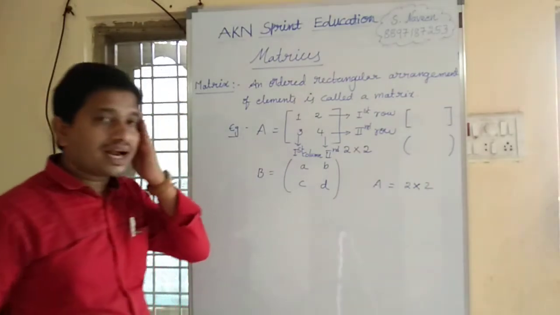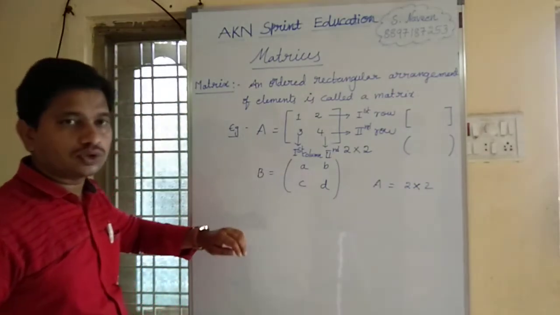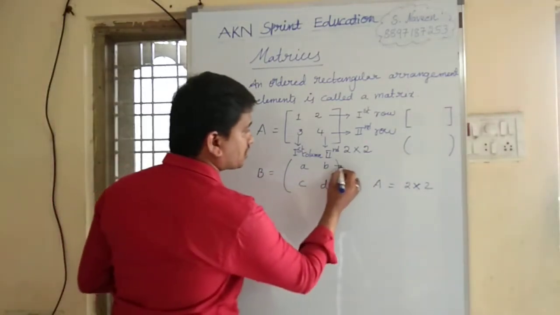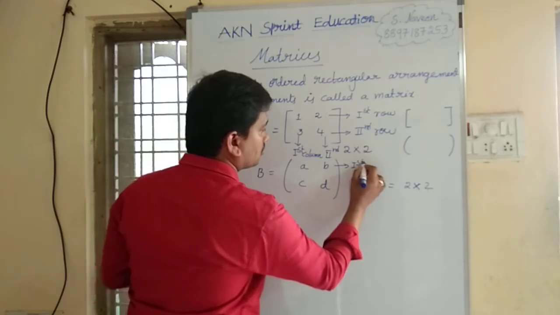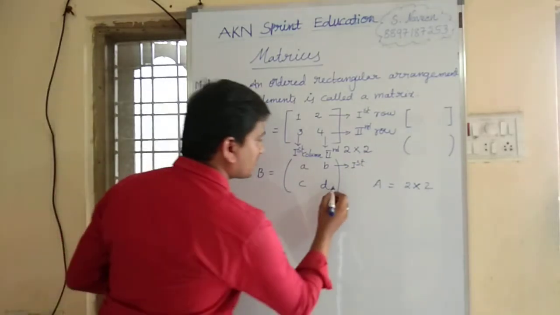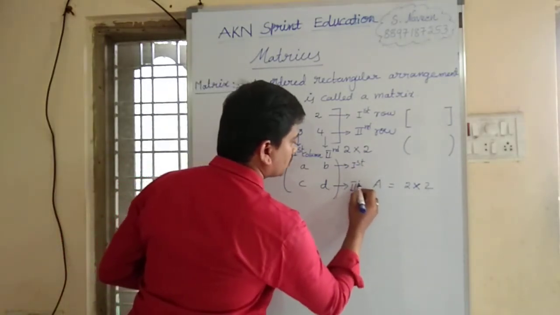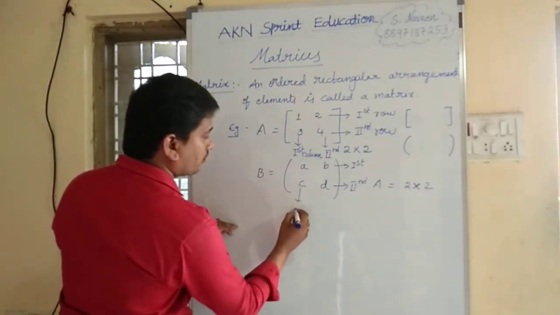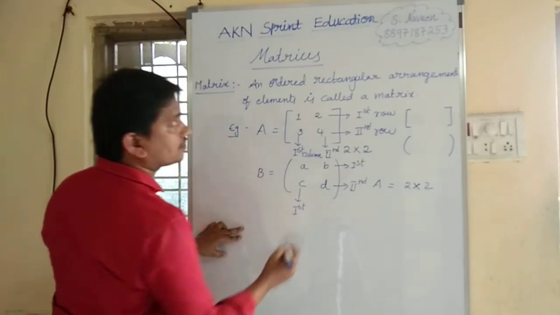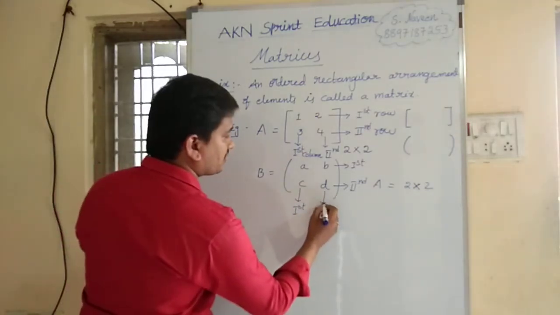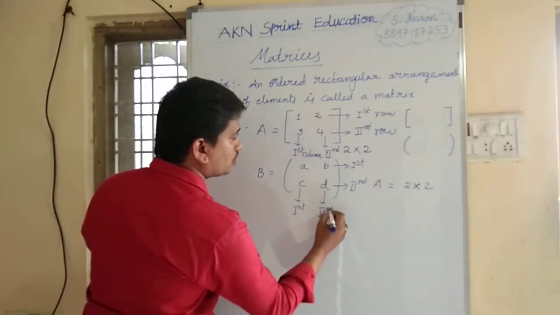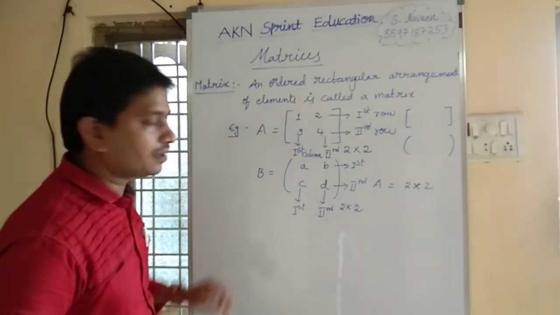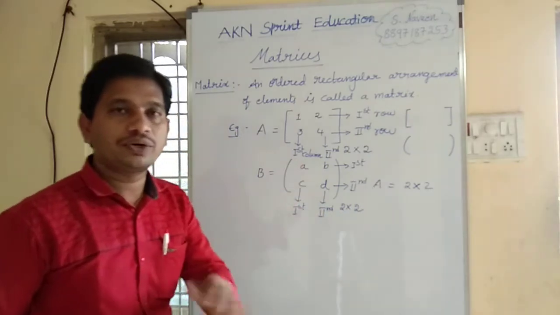Coming to the second matrix, in this matrix also we have two rows. This is our first row, and this is our second row. Similarly, we have two columns. This is our first column, and this is our second column. So what is the order of the matrix B? It is 2 by 2.